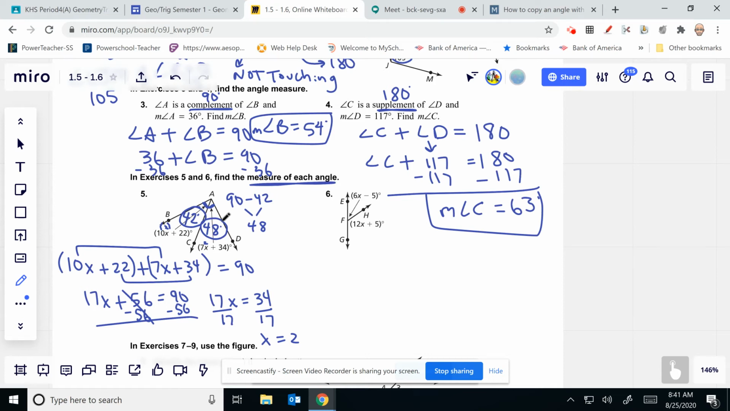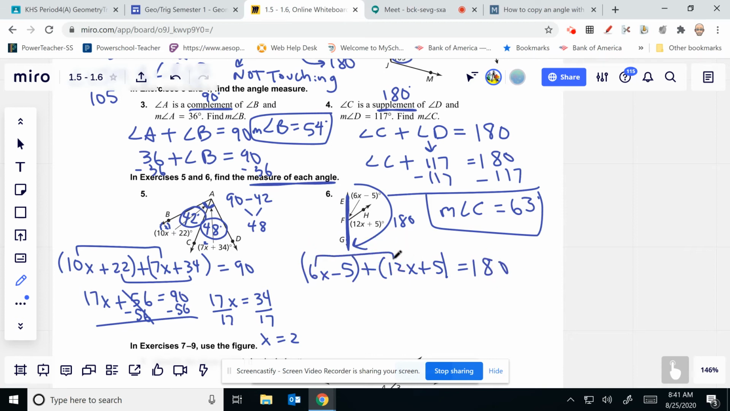Number 6, the clue is a straight line. Straight lines are always going to add up to 180. So these two angles together add up to 180. So 6x minus 5, so that's one angle, plus the second angle, 12x plus 5, equals 180. Those two add up to 180 because they make a straight line.